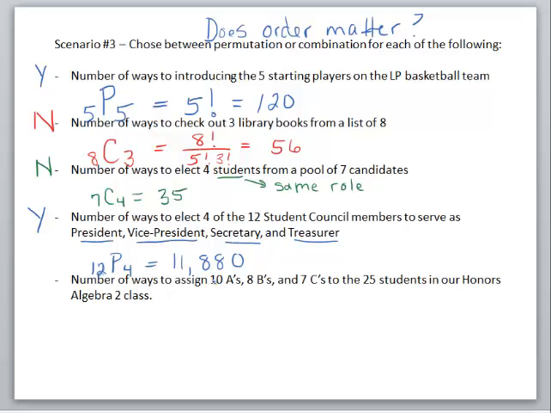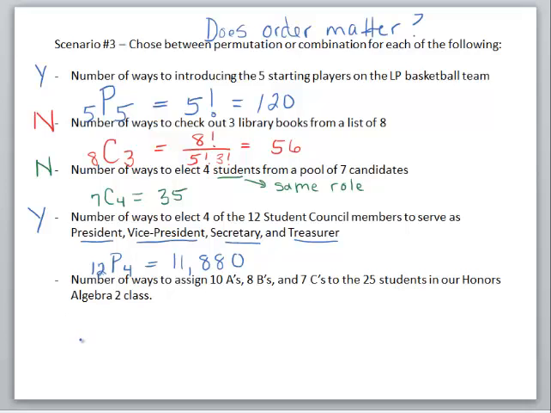Final part in scenario 3. This one is a little bit more tricky. I need to combine things. This time I want the number of ways to assign 10 A's, 8 B's, and 7 C's to the 25 students in our Honors Algebra 2 class.